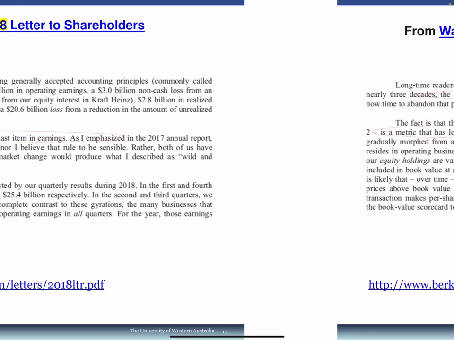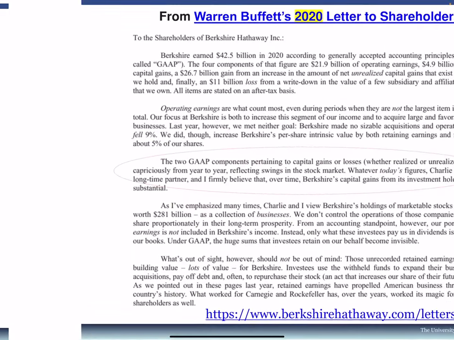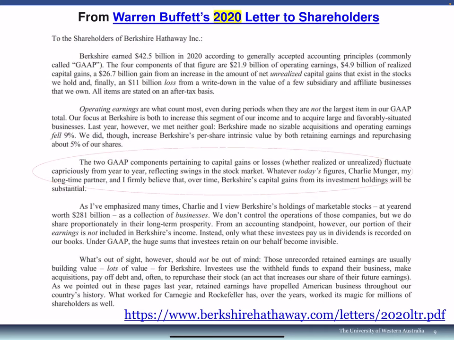And on this next slide, he explains why he decides to abandon the reporting of the per share book value. The fact is that the annual change in Berkshire's book value, which makes a farewell appearance on page 2, is a metric that has lost the relevance it once had. I'm not here to be pro or against what he does. I simply want to use his example to highlight that accounting has a set of rules to determine what and when to do what. Even Warren Buffett struggles to find a better way to communicate his success to investors within these rules. And more can be seen in the 2019 and 2020 ones. I highly recommend you read them all from the Berkshire website.